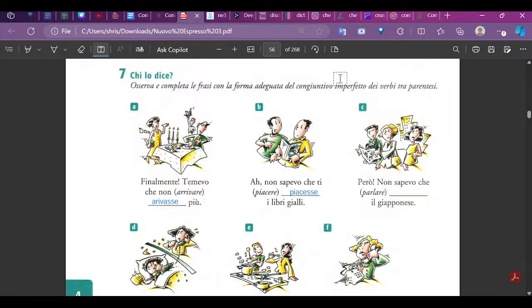In a way, it also makes sense. Imperfect knowledge, imperfetto. You use the congiuntivo imperfetto because your knowledge is imperfect. That's why you say che. Oh, I didn't know you liked these mystery books, these detective books, gialli. I didn't know, that's why.